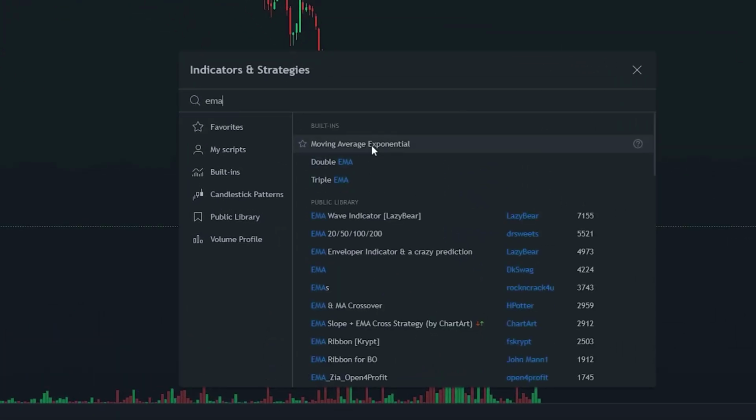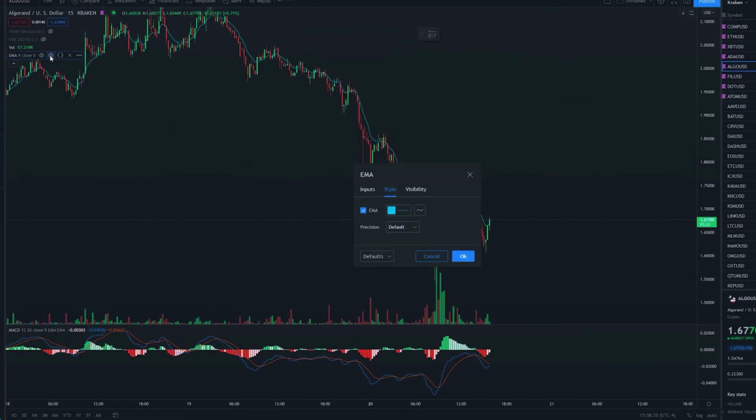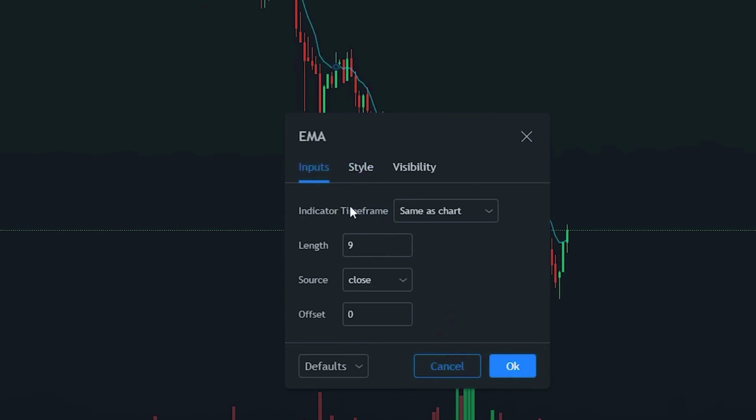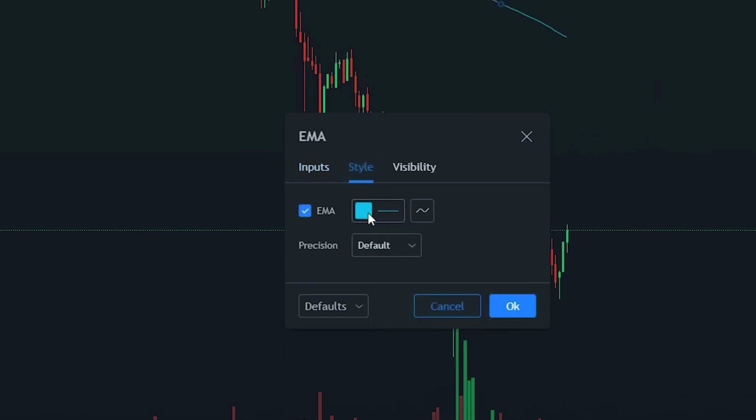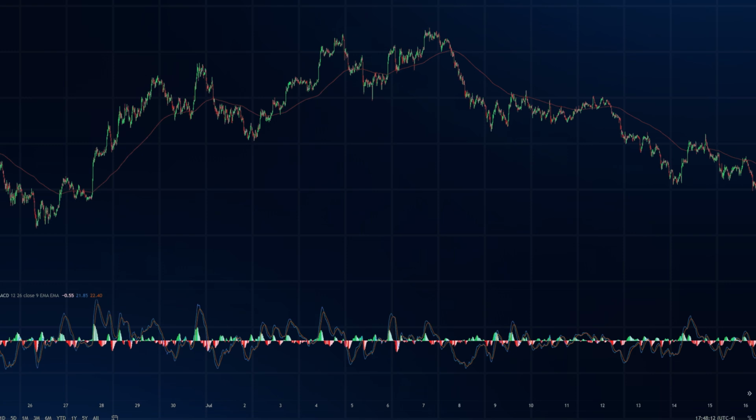Click the top one, then you're gonna go here, click the settings of the EMA, and you're gonna go to inputs and change the length to 200, which is gonna make it a 200 exponential moving average. Then you're gonna go to style, and I like to make mine red, but you can make it whatever color you want. Once we have the EMA indicator added, you'll see just a single line. If the price is above that line, the market is in an uptrend. If the price is below that line, the market is in a downtrend.